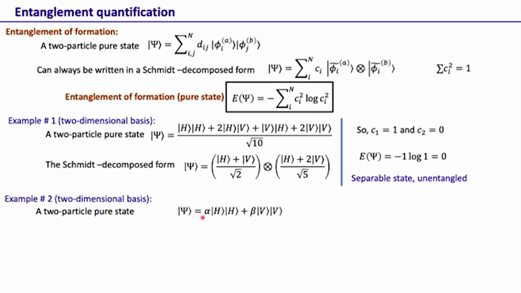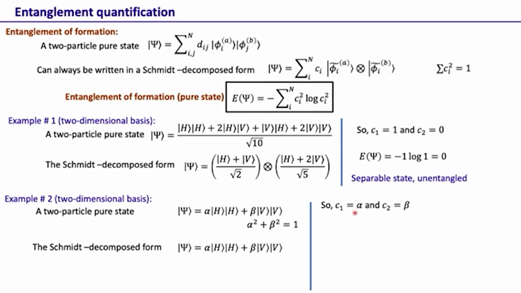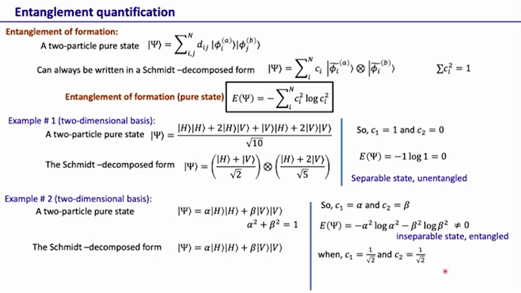Let's take another example. Again, a two particle pure state in this form, alpha HH plus beta VV, where alpha squared plus beta squared is equal to 1. This itself is the Schmidt decomposed form, so C1 equals alpha and C2 equals beta. The entanglement of formation here is minus alpha squared log alpha squared minus beta squared log beta squared. Of course, this is not equal to 0, so this is entanglement. We can see that this state cannot be written as a product state, and hence it is inseparable, and hence it will have finite entanglement.